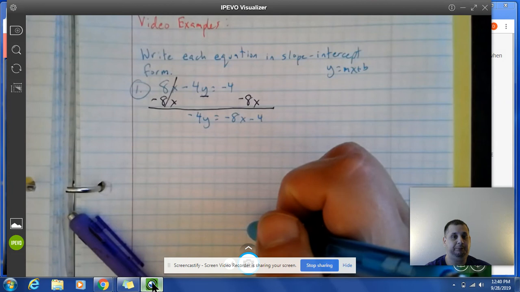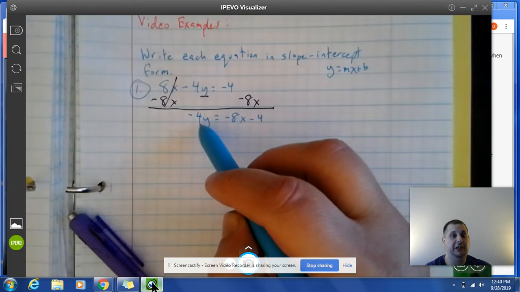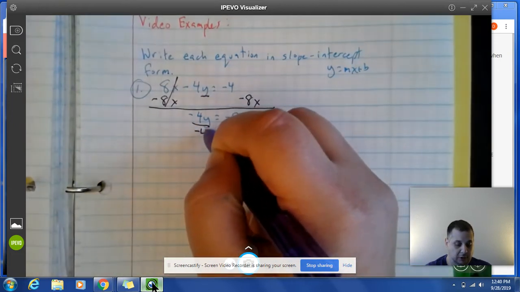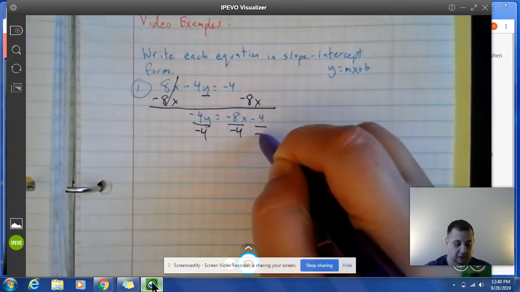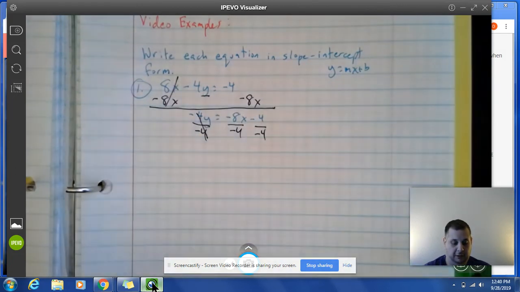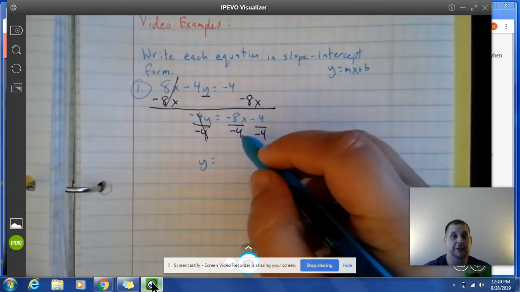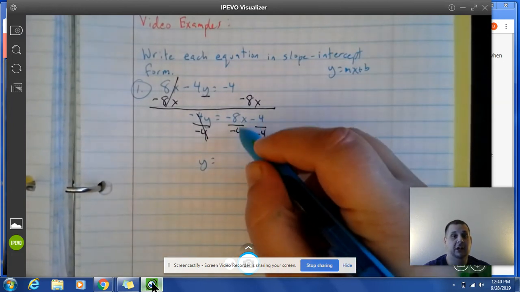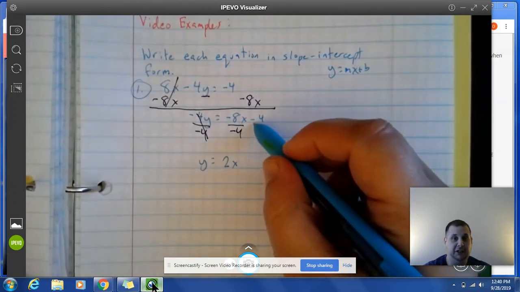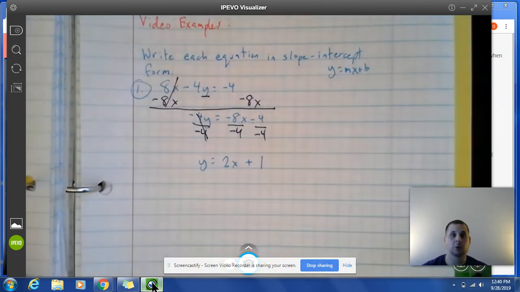All right? And so next, we need to get rid of this negative 4. This negative 4 is multiplying by the y, so we're going to divide everything by the negative 4. Okay, so that cancels those negative 4's out, and so we're left with y equals negative 8x divided by negative 4, which is positive 2x. And then we have a negative 4 divided by negative 4, which is positive 1.